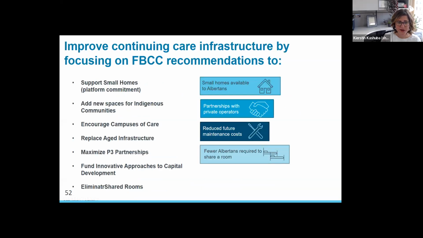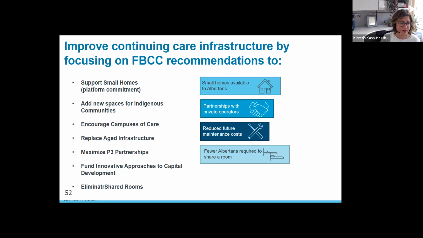So as part of this transformation agenda, we're looking at how to create the best physical environments for people to live in. There's strong evidence now of the positive impact of smaller homes versus living in larger 100 or 200 bed traditional long-term care or nursing homes. And government also has that platform commitment to support the creation of innovative community options for seniors. So there's focus right now on eliminating shared rooms and replacing or refurbishing older buildings, which will take some time as there's almost 12,000 existing continuing care spaces that need replacement or refurbishment.